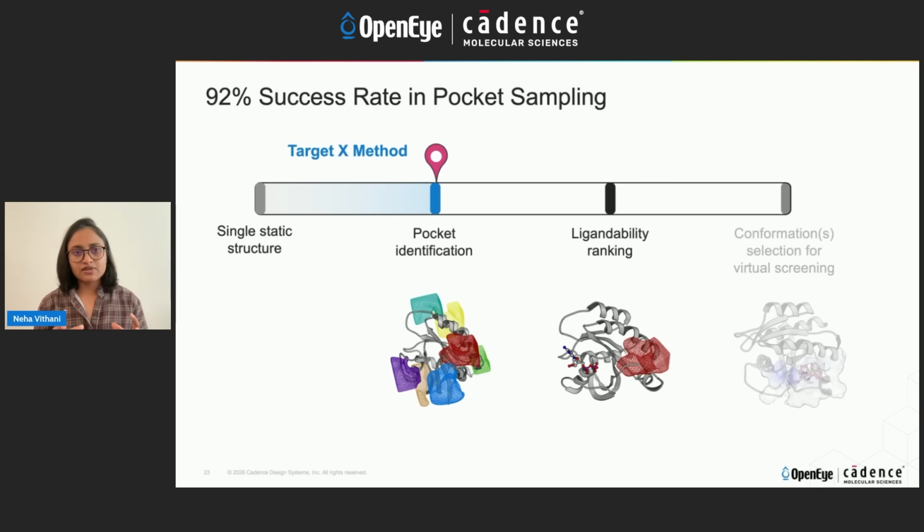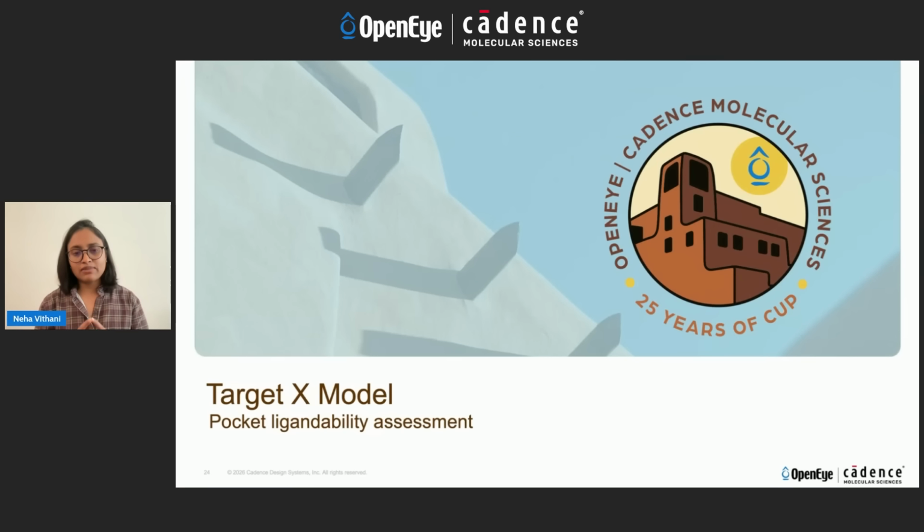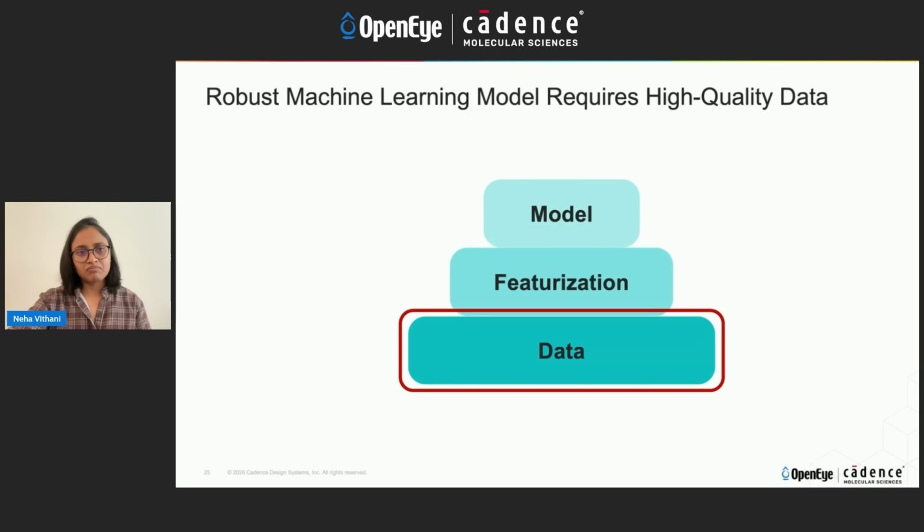So we have developed the TargetX method, which can sample different types of pockets with a 92% success rate. The next challenge was identifying pockets that have a high likelihood of binding to ligand molecules. All pocket prediction methods will give you a large number of pockets in a given target, and ranking the pockets based on ligandability, the likelihood of binding to ligand molecules, is not a new problem. Multiple machine learning models have been developed to rank the pockets by ligandability.